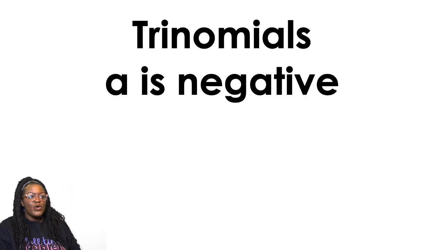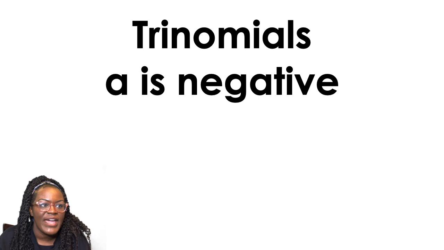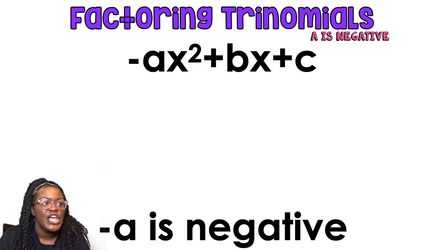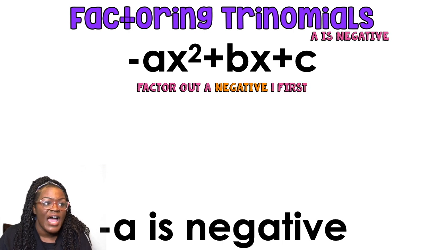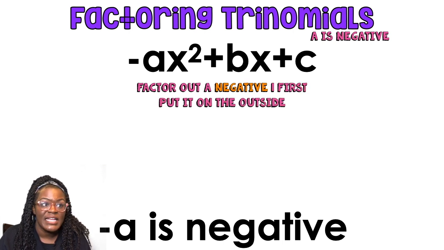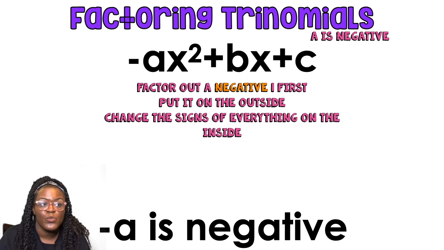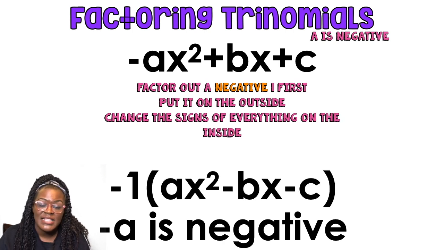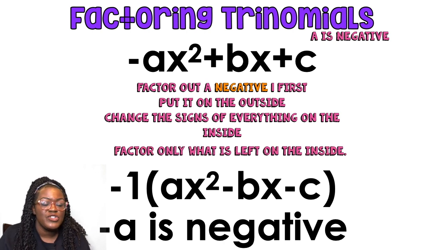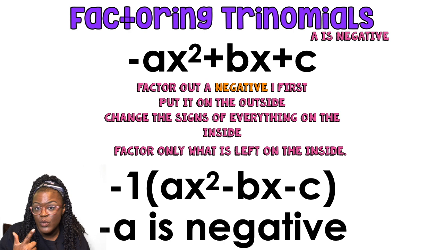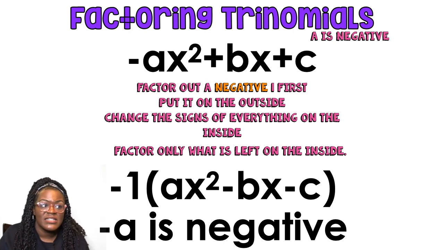So first we're going to talk about trinomials when A is negative. Anytime you have a negative coefficient, you definitely want to take that negative out first. So you take the negative out, put it on the outside, and change the sign of everything on the inside. Everything that was positive becomes negative. Easy. And then you factor what's left on the inside, whether it's an A equals one problem or an A is greater than one problem. You would then go ahead and factor it, whatever's necessary.